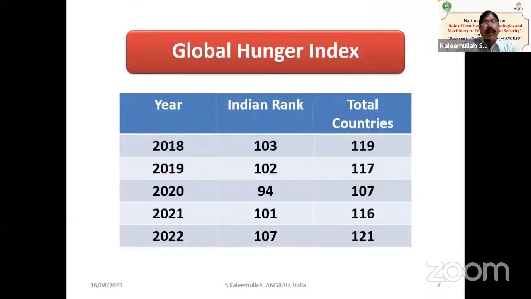And if you see the Global Hunger Index, in 2018, the Indian rank was 103. And in 2022, its rank is 107 out of 121 countries. It means that small children under the age of 5 are not getting sufficient food. They are not getting quality food. They are not getting nutritional food. Their growth is limited. Their weight is less. And that's why, in the case of the Global Hunger Index, our rank is so high.